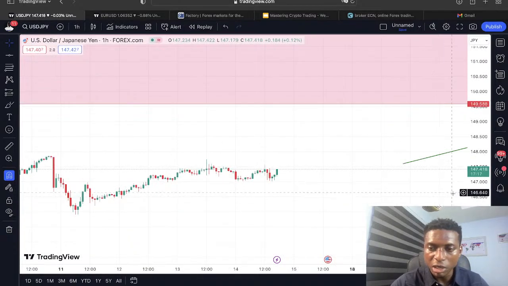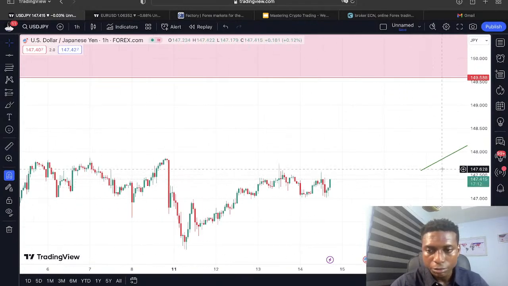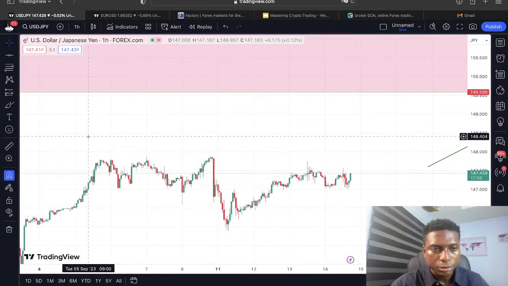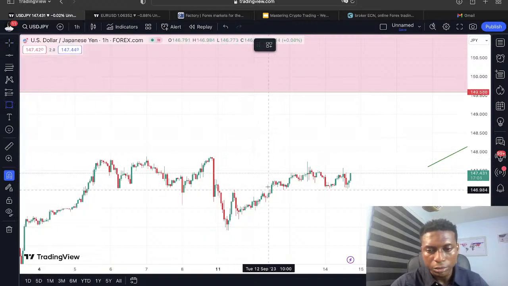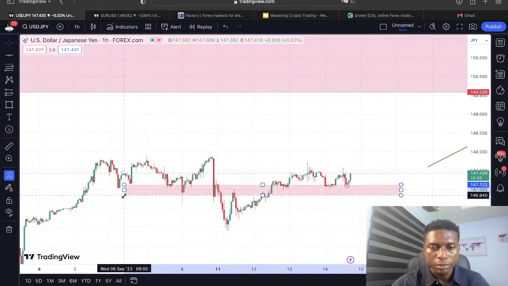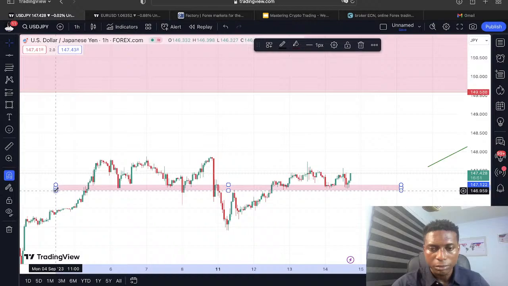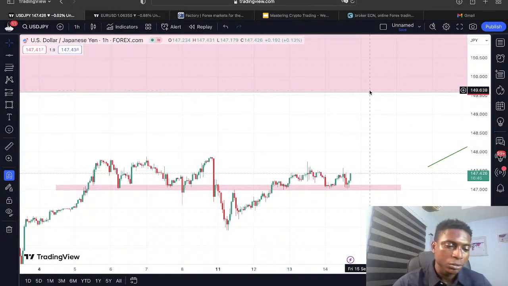Let's look at it on the 1 hour time frame. Awesome. On the 1 hour time frame as well, you can see price has been going up. So we are projecting a buy on USD JPY here, upward.